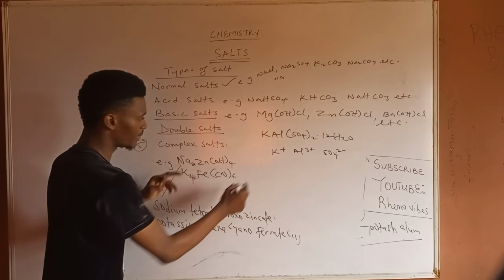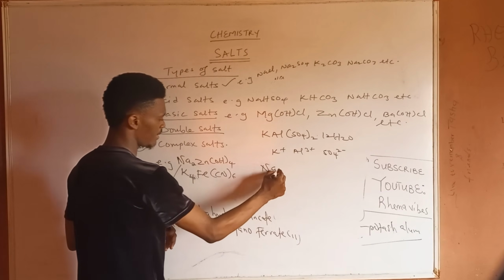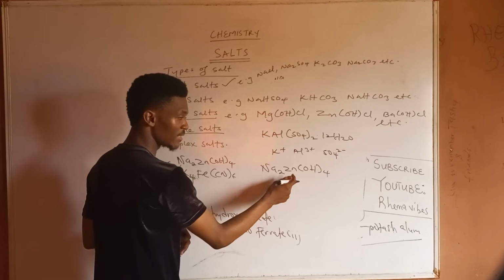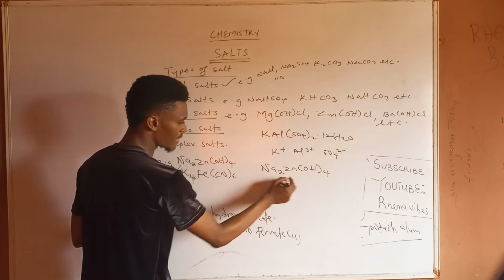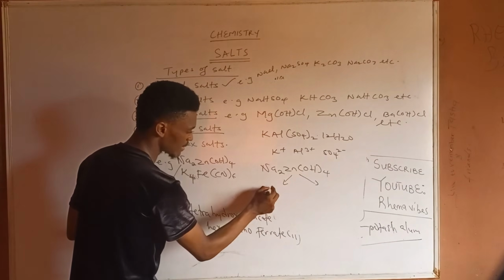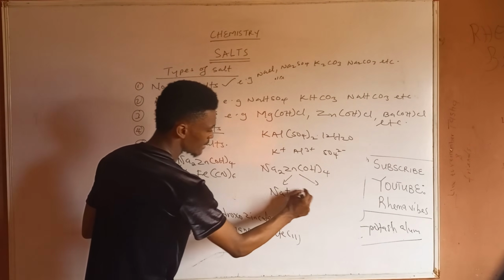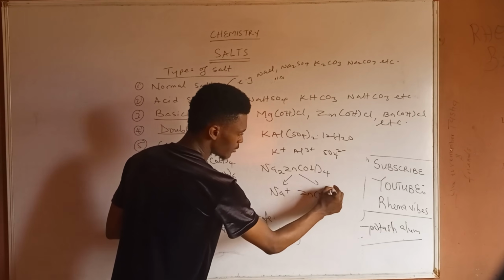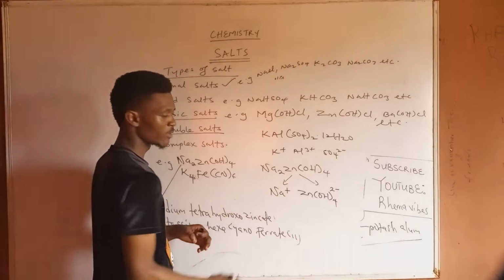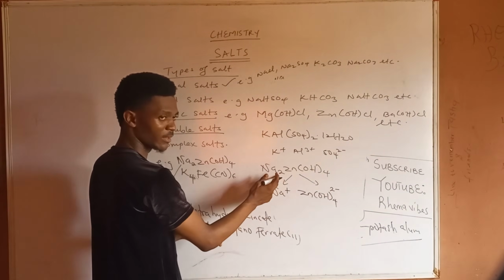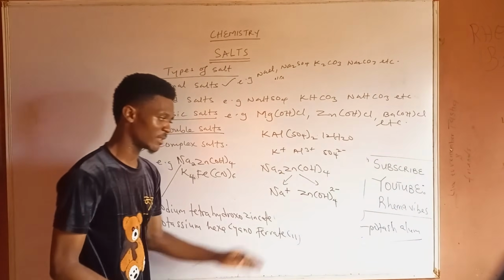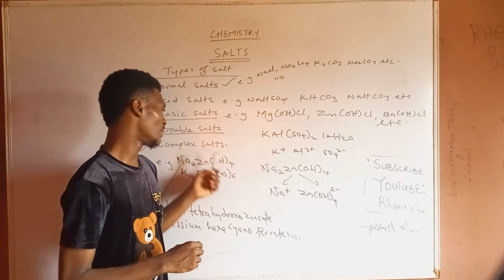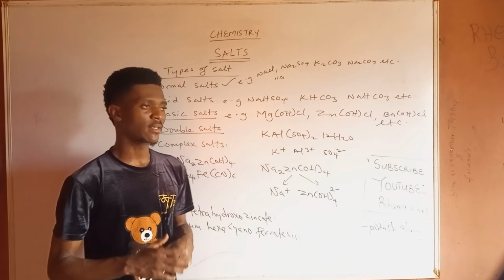But in the case of this one, which is a complex salt, Na2ZnOH4, if I dissociate this, it doesn't dissociate completely. In that, when it dissociates, it forms something like this: Na plus and ZnOH4 2 minus. You see it now? So it was these two that came down to form this one. Hence, this is not complete dissociation. This is just partial dissociation. All right. So that's one discrepancy between double salt and complex salts.